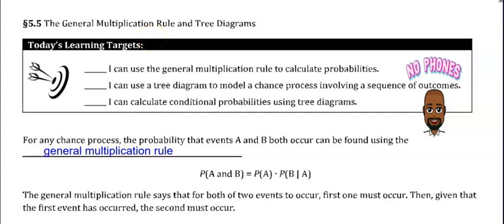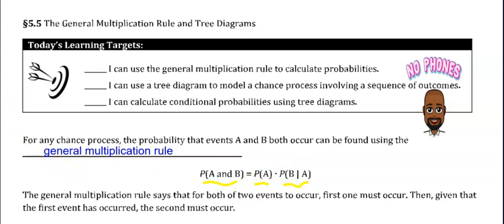Alright, today we're going to go through the general multiplication rule in tree diagrams. So below here we have our equation for the general multiplication rule. The probability of A and B is equal to the probability of A times the probability of B given A. Okay, so remember that in doing this, it's A and B divided by the probability of A.